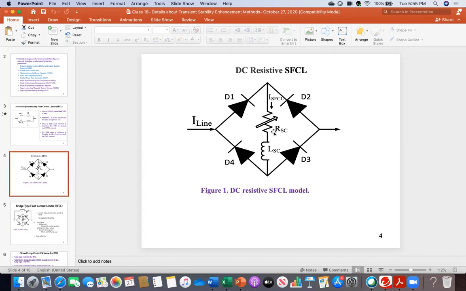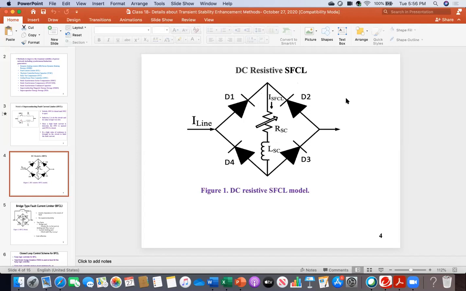So that's why many industries have adopted this technology. But still you need a refrigerator. According to this concept, still you need a refrigerator, but you are eliminating that I square X loss. So accordingly, it is called DC resistive SFCL. So, everybody, could you follow me so far?